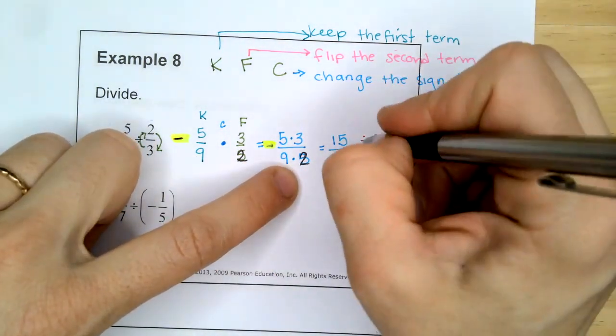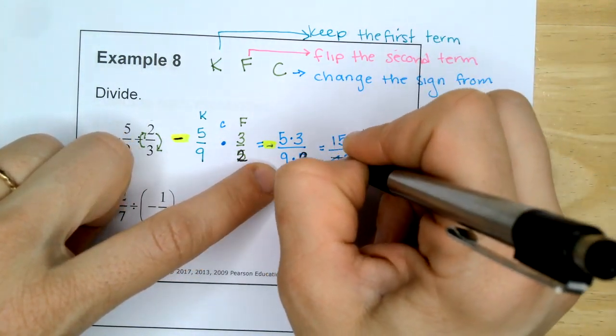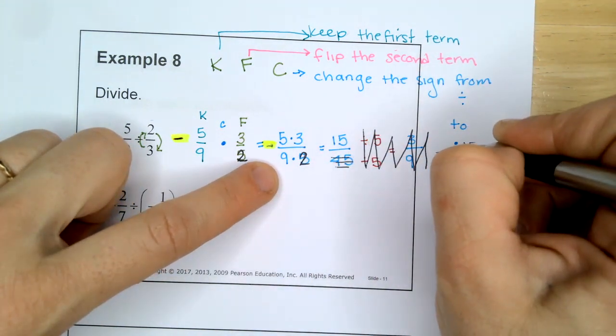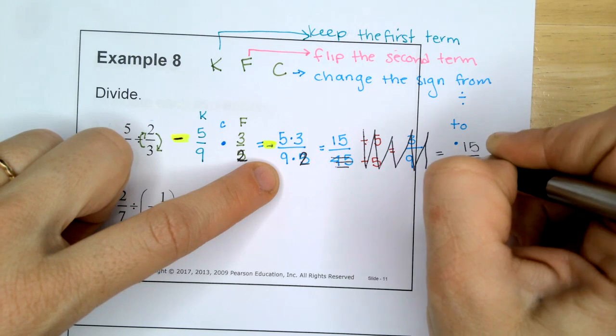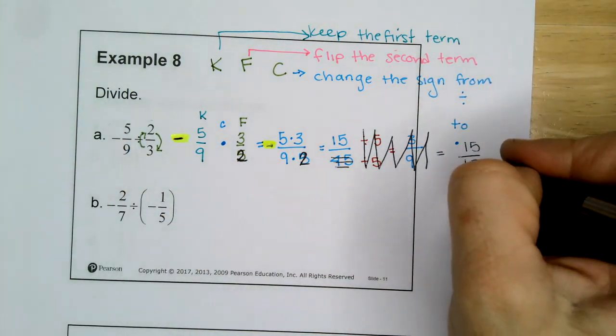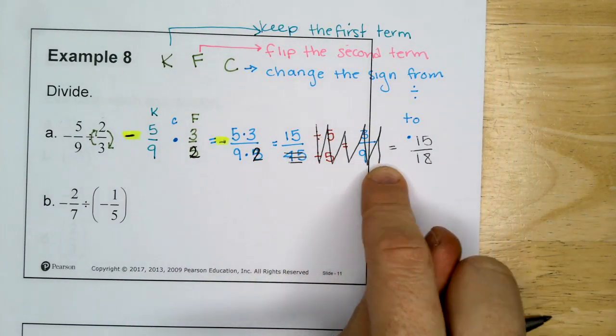9 times 2 is not 45. 9 times 2 is 18, right? So that becomes 15 over 18. Good? And then what I was trying to do is when I got 15 over 45, I divided it by 5 to simplify it.